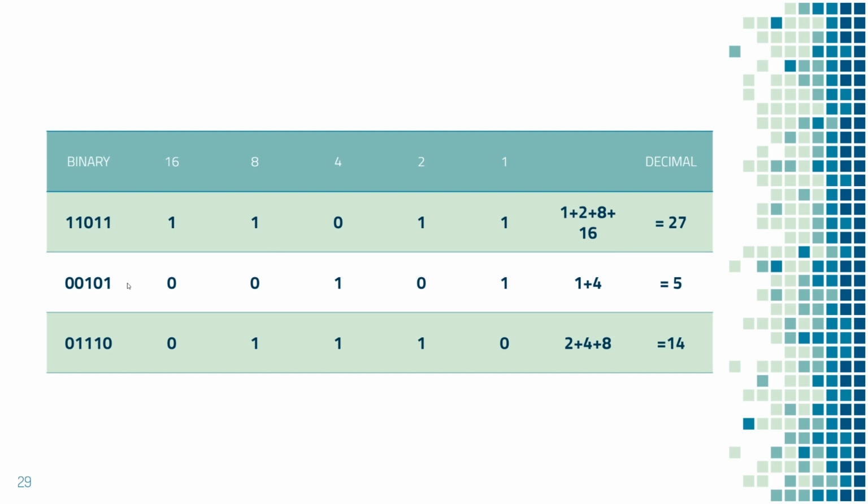Now let's look at the second row. This one's a little easier. There's a lot of zeros. The 1 bit is set, so we have 1, plus 2 isn't set, it's a 0, so we skip that. And the 4 bit is set, so 1 plus 4 for a total of 5. And if you want to do this last one, I'll leave that as an exercise to the reader, but it should work exactly the same way, very straightforward.